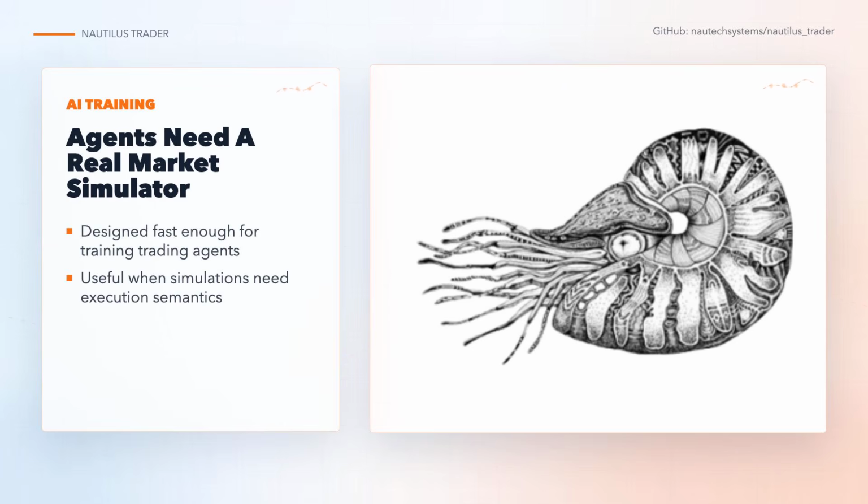There is also an AI angle, but it is not the usual wrapper story. The project says the engine is fast enough to train AI trading agents using reinforcement learning or evolutionary strategies. Whether that is your use case or not, the requirement is the same: an engine that can run many controlled simulations without changing the meaning of the trading loop.